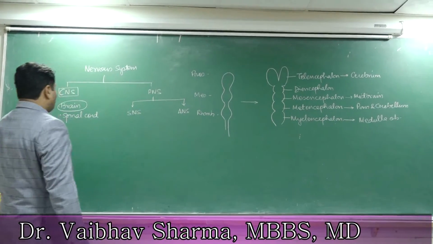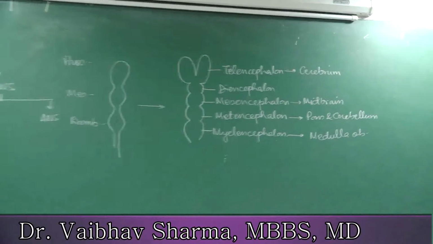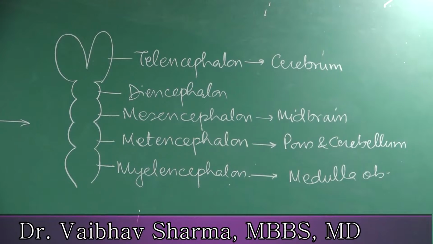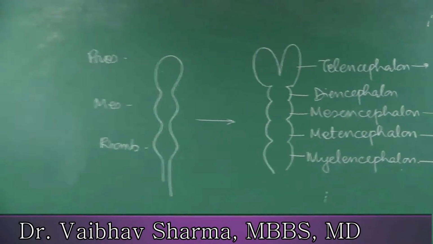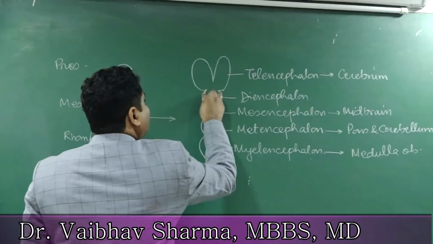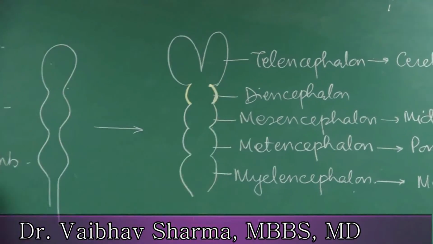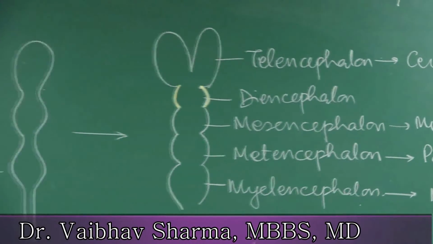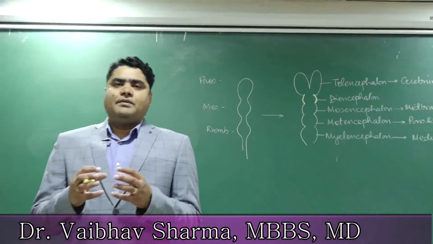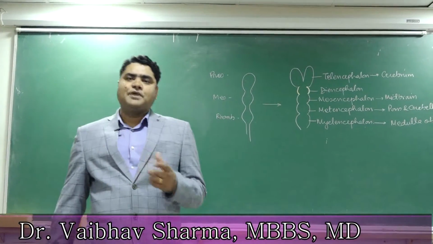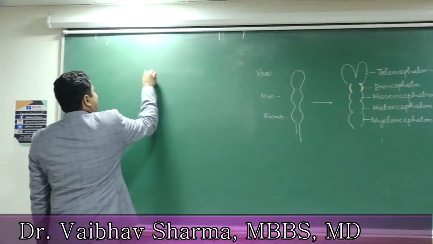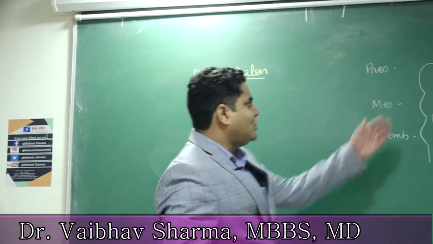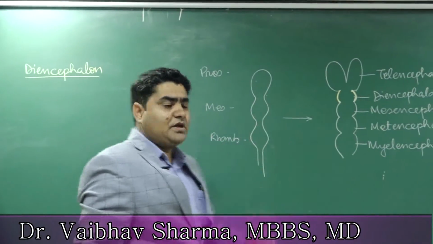Now, we will focus here on diencephalon. We will start our discussion from diencephalon because diencephalon is the central relay or integrating part of our brain. So, diencephalon, which develops from prosencephalon along with telencephalon.